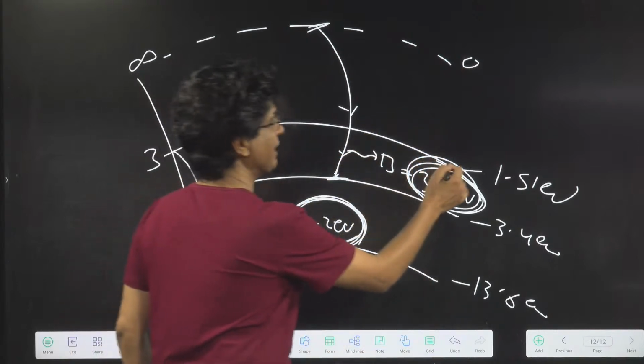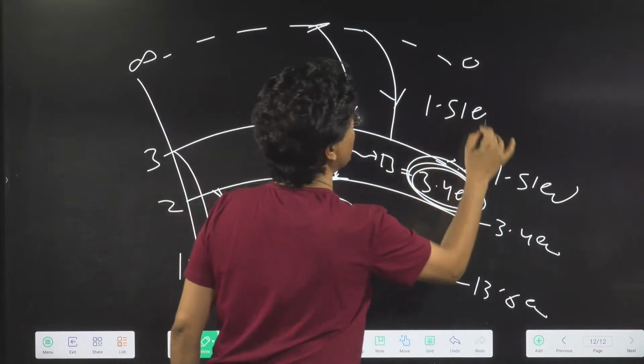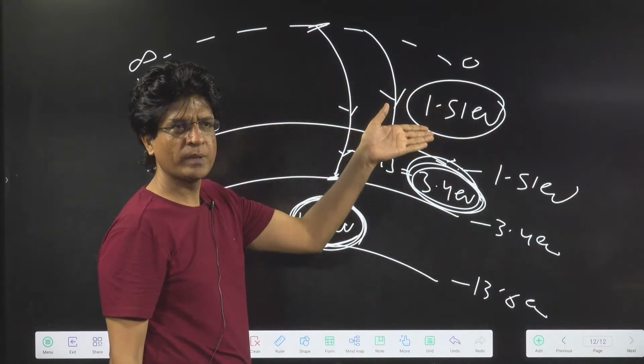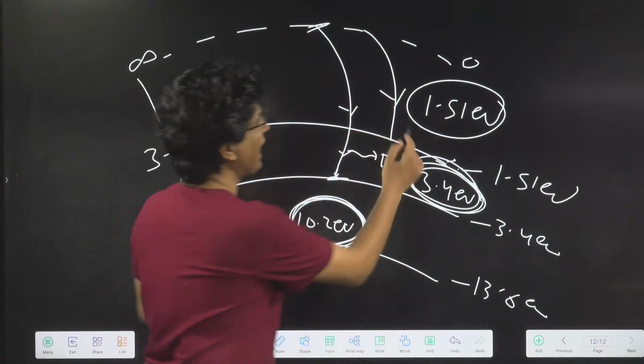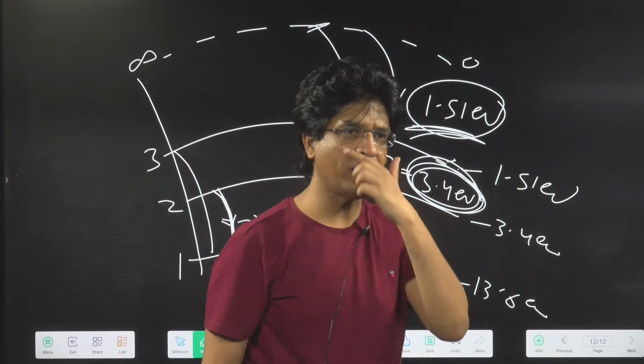The maximum energy level for this Paschen series is how much? 1.51 electron volt. This is very less. Yes or no? And this will lie basically in the infrared region.